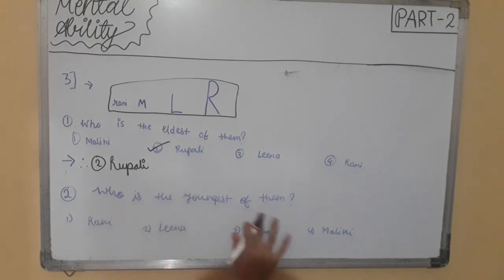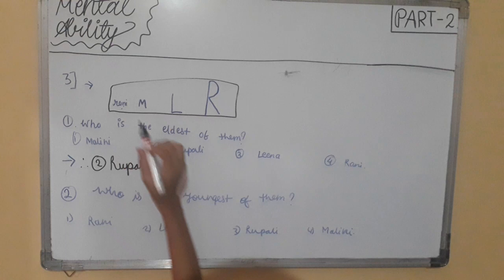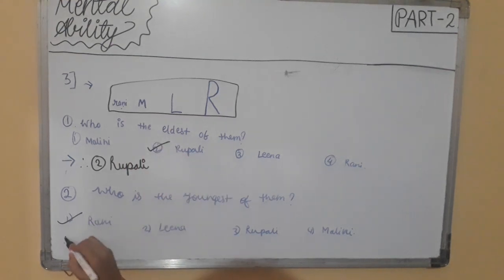The second question, who is the youngest of them? Youngest means the smallest one. Rani is the smallest, we have written. So, Rani, option number 1, is the youngest of them. I hope you have understood this type of question.